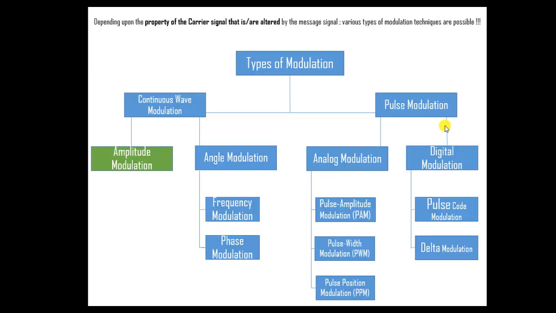Since we can alter multiple properties of a carrier wave as per the needs, there are various types of modulation techniques possible. These methods are named after the properties of the carrier wave that are altered. The methods are broadly divided into two types: continuous wave modulation and pulse modulation. These methods can be further classified, but we'll focus only on amplitude modulation in this video.